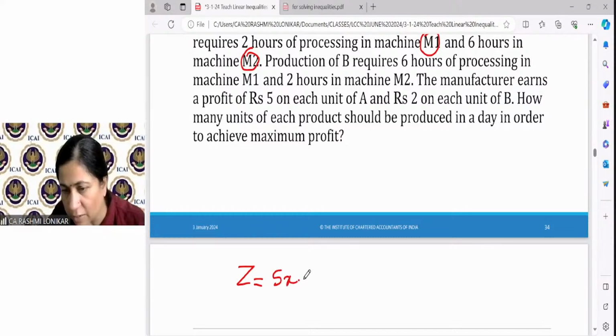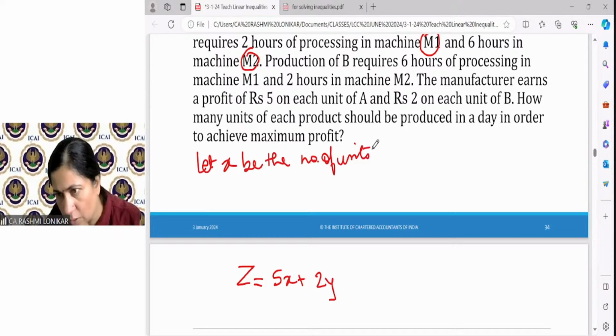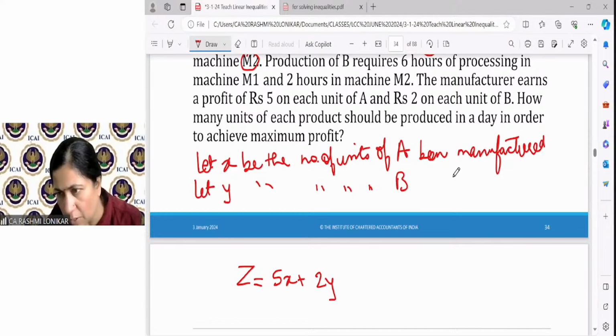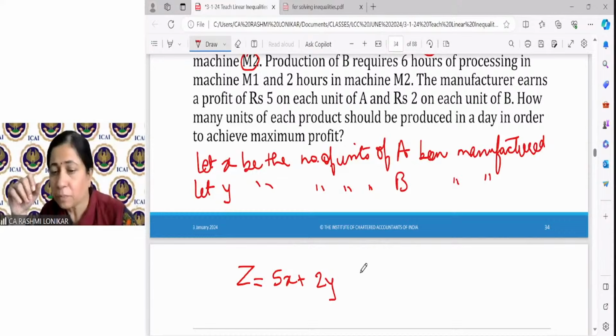Let X be the number of units of A being manufactured. Let Y be the number of units of B being manufactured. So Z is my profit. The profit I can get is 5x plus 2y. If I sell 1 unit of product A, it is going to fetch me 5 rupees in profit. If I sell 1 unit of B, I can make a profit of 2 rupees.